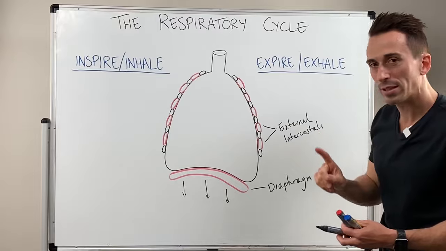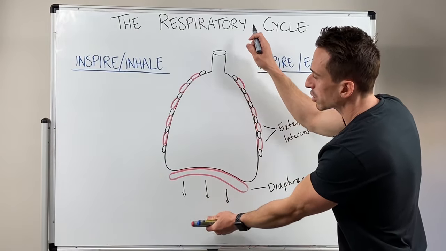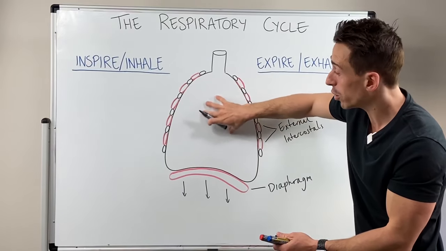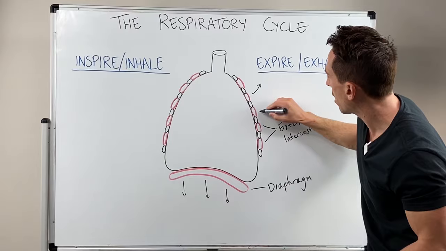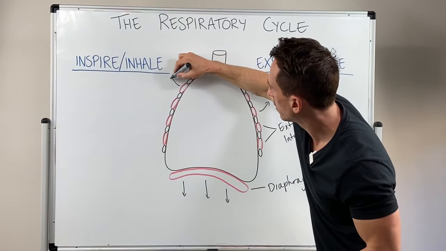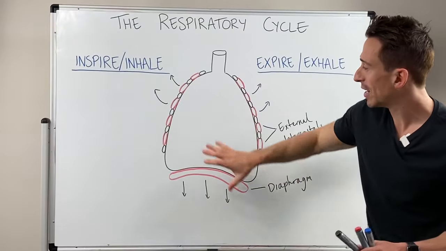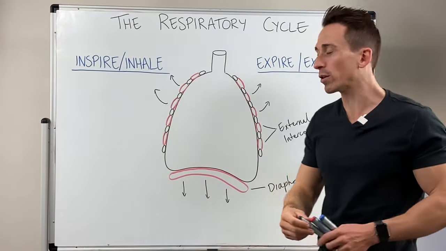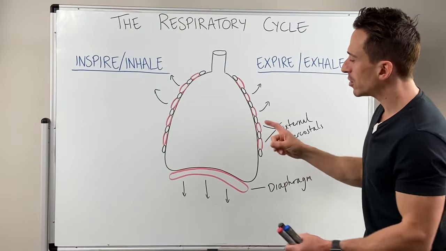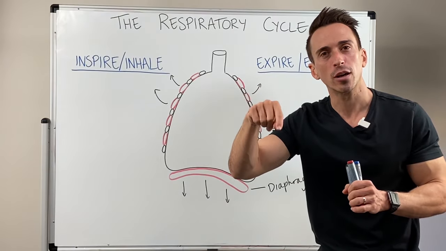So, what happens is this: the diaphragm pulls down, increasing the size of the volume of this thoracic cavity. The external intercostals contract up and out, again, increasing the size of this thoracic cavity. And what happens here is something really important. It's called Boyle's Law. Anytime you increase the volume of a container, the pressure inside goes down.